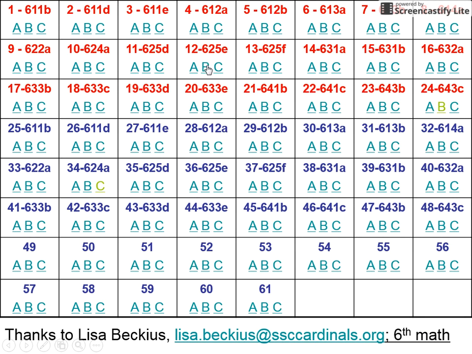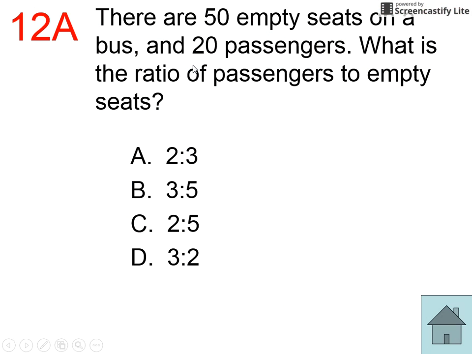Okay, next is 12A. 12A says there are 50 empty seats on a bus and 20 passengers. What is the ratio of passengers to empty seats? A, 2 to 3, B, 3 to 5, C, 2 to 5, or D, 3 to 2. Please pause the video now.